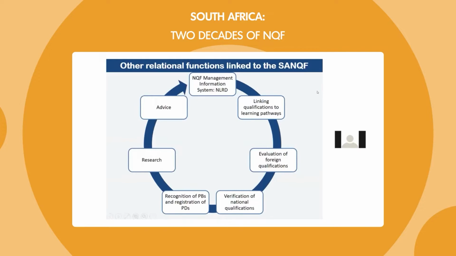It also, we use it to link qualifications to learning pathways. We're very specific. A qualification cannot be a dead end. There must be a clear pathway. The qualification must articulate to something else. We also use it to evaluate foreign qualifications. Then we verify national qualifications. We recognize professional bodies and we register their professional designations. We also do research and we provide advice.